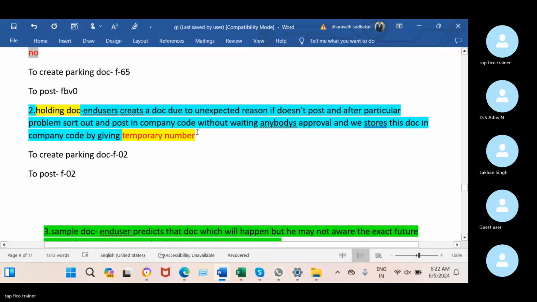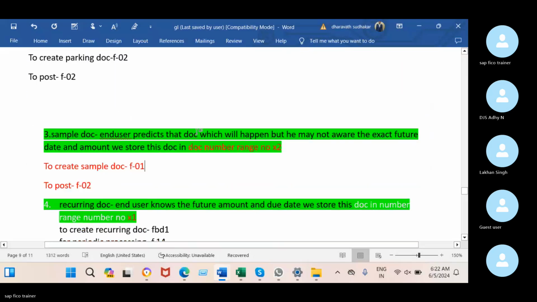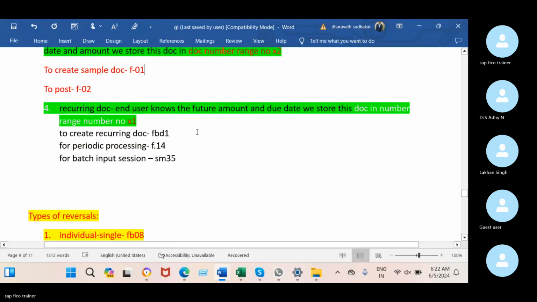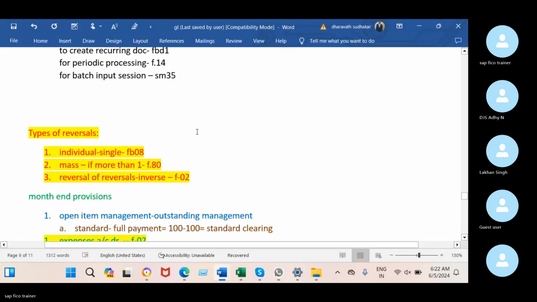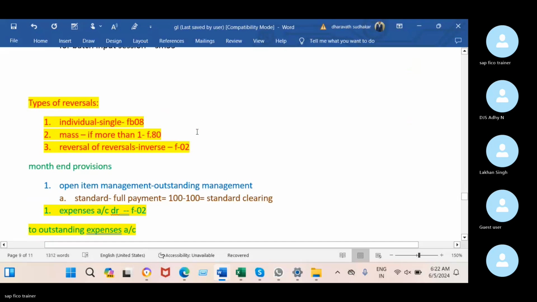Next, if you make any mistake, in order to correct it you have to do the reversal of posting. In SAP, you cannot delete transactional data. So in order to correct a wrongly posted transaction, we usually do the reversal. We have three types of reversal: individual, mass, and reversal of reversal.